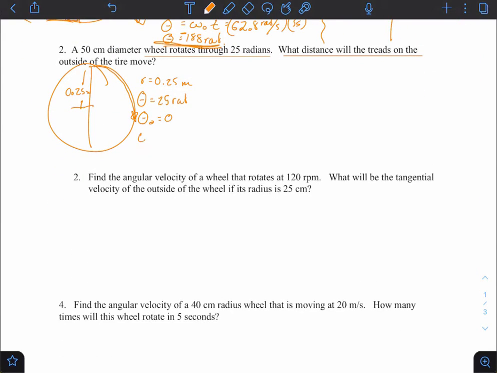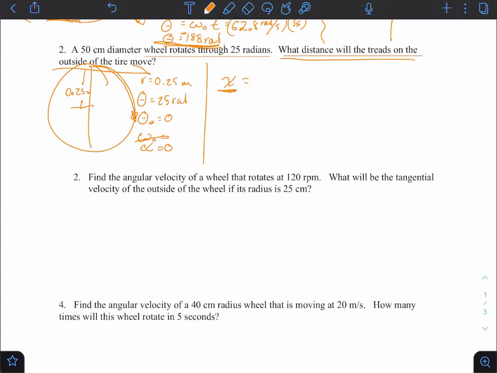Coming back to number 2, the initial velocity, it doesn't say, but this question implies that it's going this distance, and I'm going to assume the angular acceleration is 0 because it's a wheel rotating. We can pretty much assume it's going constant velocity, I think. I don't think we'll need to, though. What distance will the treads on the outside of the tire move? Maybe it's not fair to assume there's no acceleration. Maybe it's just because this equation doesn't require it.